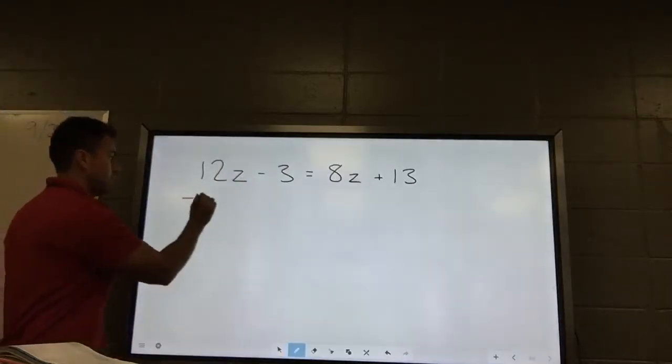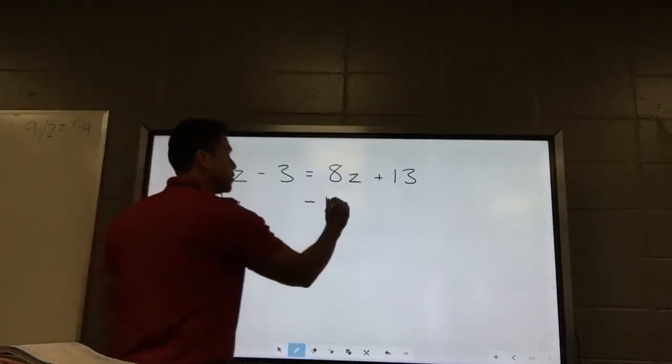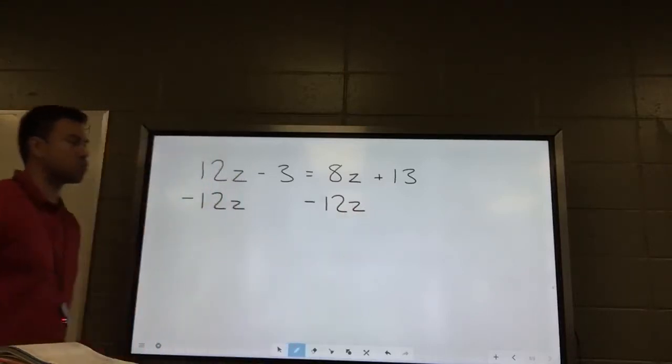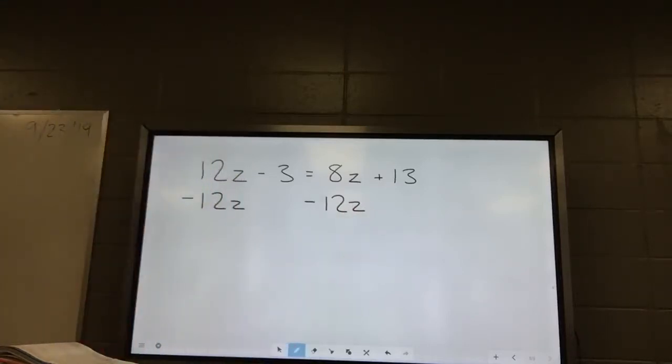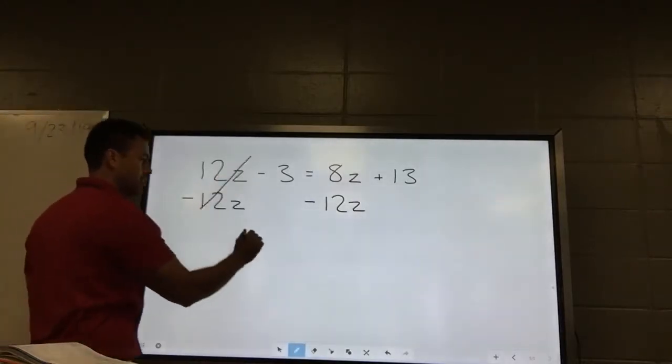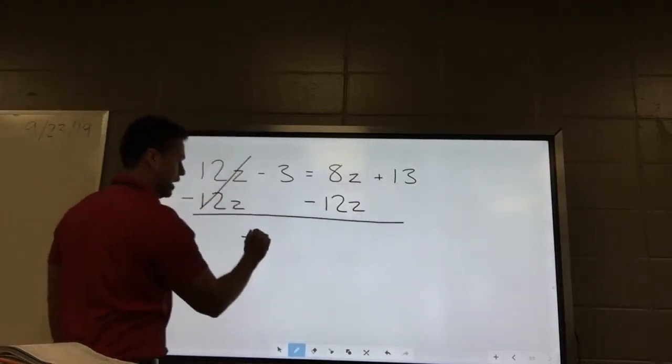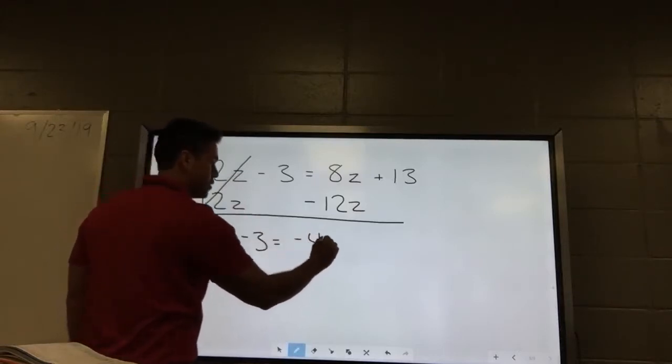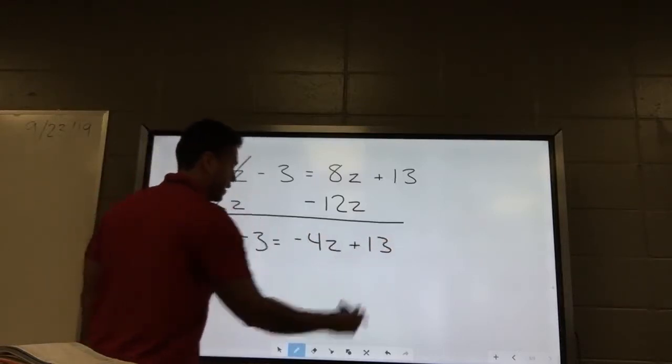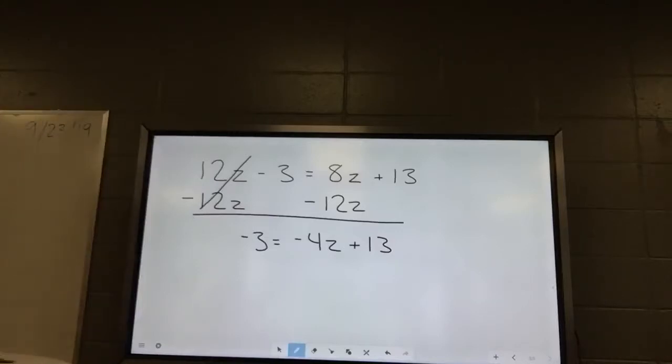Subtract 12Z from both sides, which I'm allowed to do because of the subtraction property of equality. You're allowed to take away the same amount from both sides, and I did. So I get rid of it here. I get negative 3 equals negative 4Z plus 13. All right, then you can solve it, right?